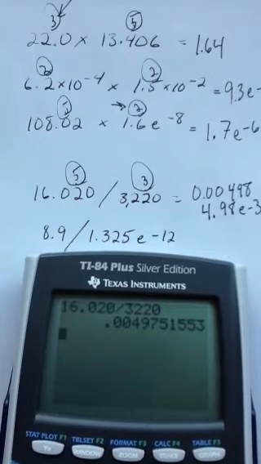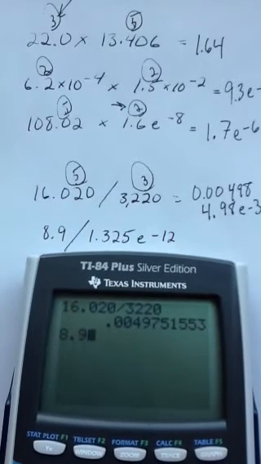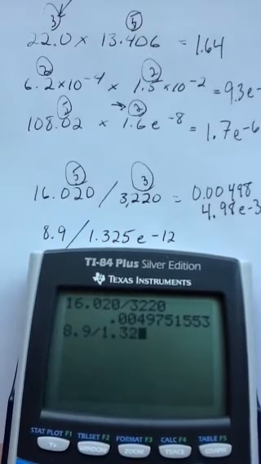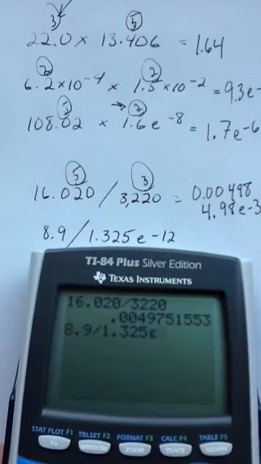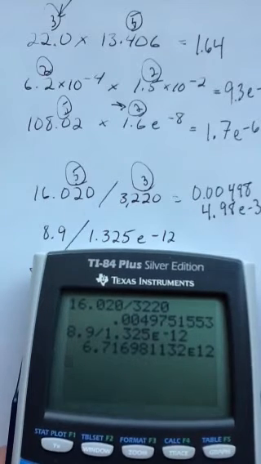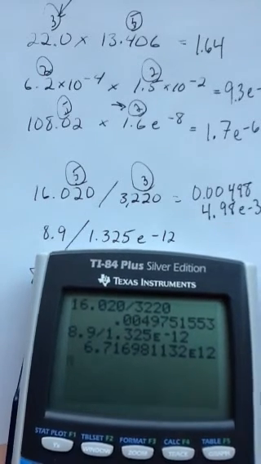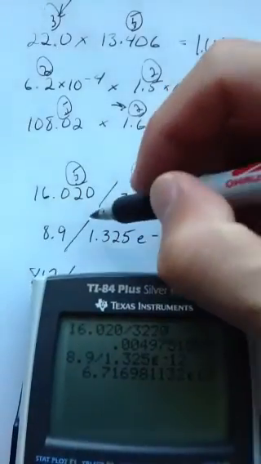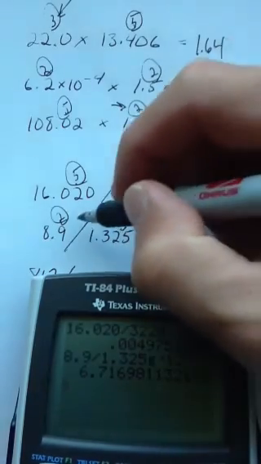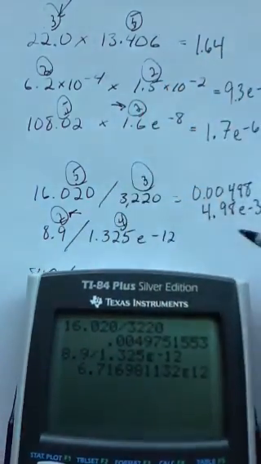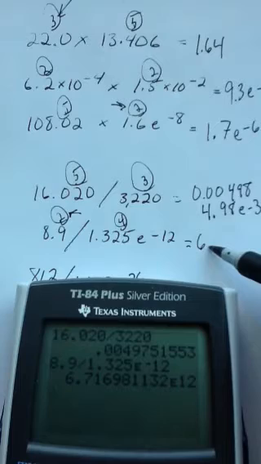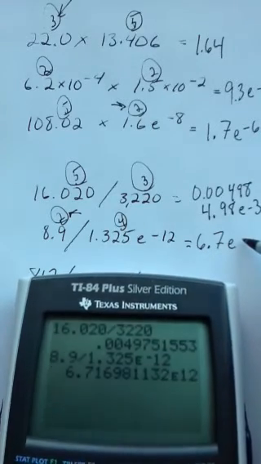We got some more exponents now. We got 8.9 divided by 1.325. And we have the exponent to the negative 12th. And again, this one's going to give it to us in scientific notation, but we still need the correct number of significant figures. First one has 2. Second one has 4. So we're going to go with the 2, and we're going to round this answer to 6.7 e to the 12th.